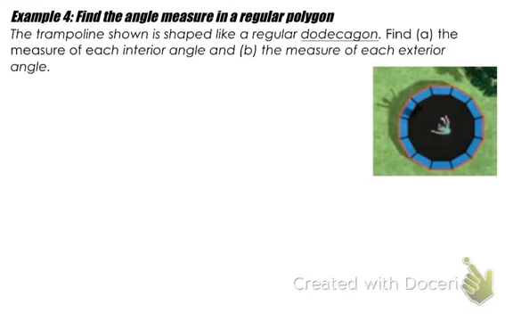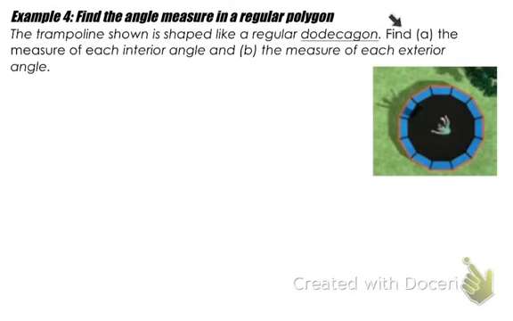Alright, example 4, we have to find the angle measure in a regular polygon. Again, a regular polygon means all the side lengths of this figure are the same, as well as the interior angles. The trampoline shown is shaped like a regular dodecagon. A dodecagon is a 12-sided figure. We have to first find the measure of each interior angle, and then find the measure of each exterior angle.